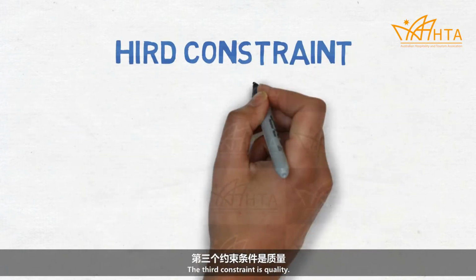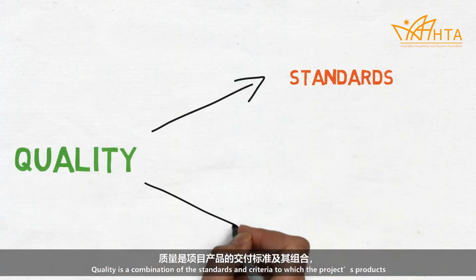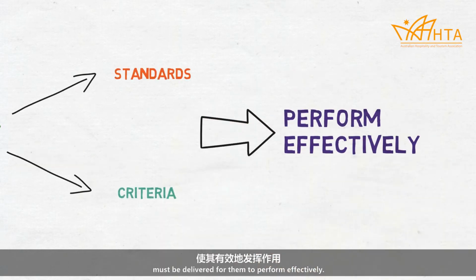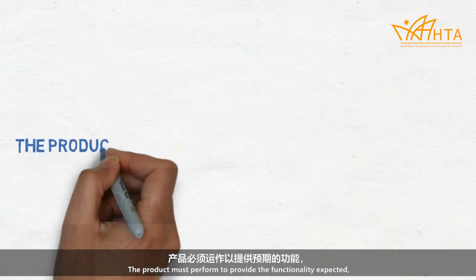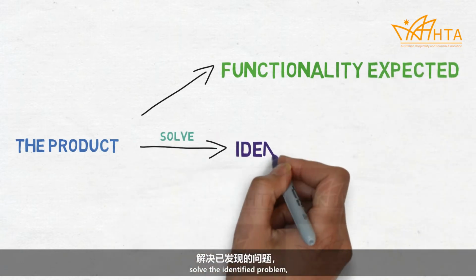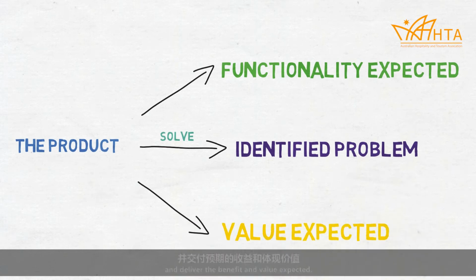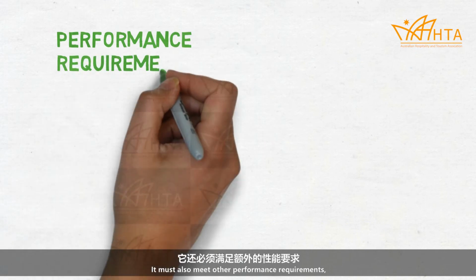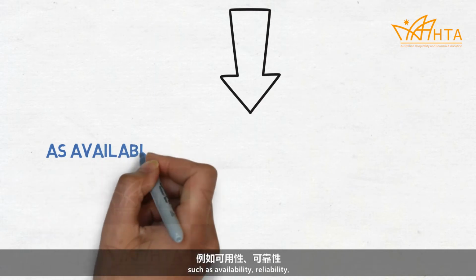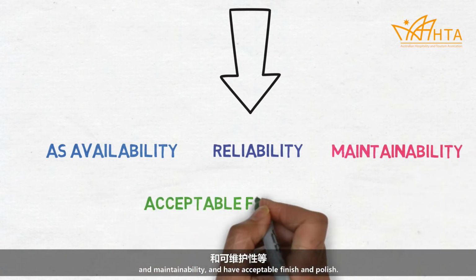The third constraint is quality. Quality is a combination of the standards and criteria to which the project products must be delivered for them to perform effectively. The product must perform to provide the functionality expected, solve the identified problems, and deliver the benefit and value expected. It must also meet other performance requirements or service levels, such as availability, reliability, and maintainability, and have acceptable finish and polish.